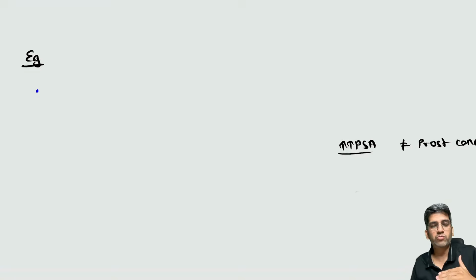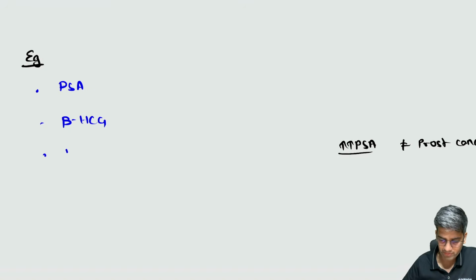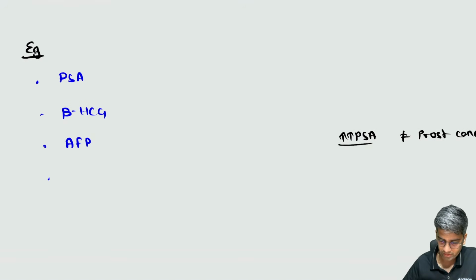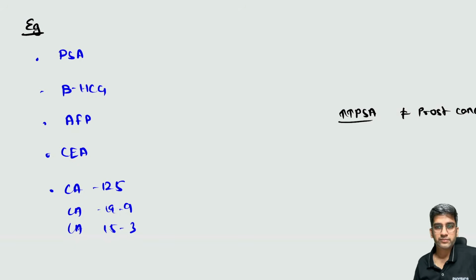I'll write a few tumor markers and I want you to tell me the places where you see them. First is prostate-specific antigen, beta HCG, the common tumor markers being used. Alpha fetoprotein, CEA, and I'm sure no one will ever forget the CAs: CA125, CA19-9, CA15-3. Oncofetal antigens, hormones, enzymes, and carbohydrate antigens are the broad categories. Few examples should be more than enough for me.